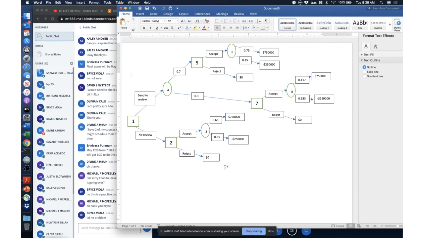Probabilities are based on the circumstances. In this circumstance, you're not doing a review, so you're going with your gut feeling. As an editor, you're saying, okay, there's a 65% chance the textbook does well, 35% chance the textbook doesn't do well. Here you're doing a review, and the review is positive, then the probabilities are 75-25. If the review is negative, the probabilities are 41.7% and 58.3%. And that is your decision tree, right? Like I said, it'll be much easier when you draw it out by hand, but this is what the decision tree is going to look like. So let's do our calculations, right?